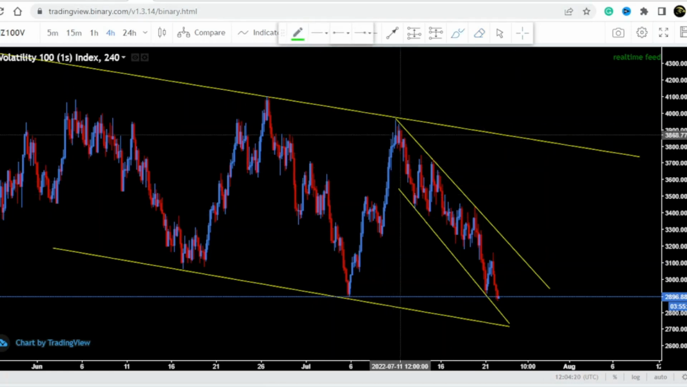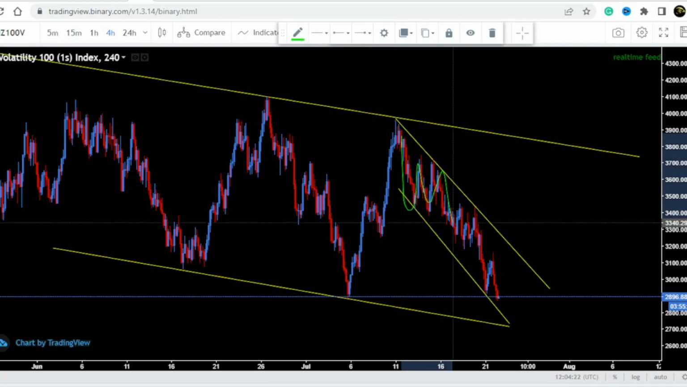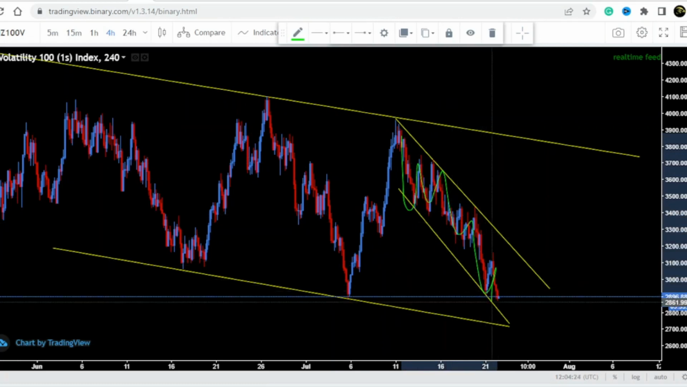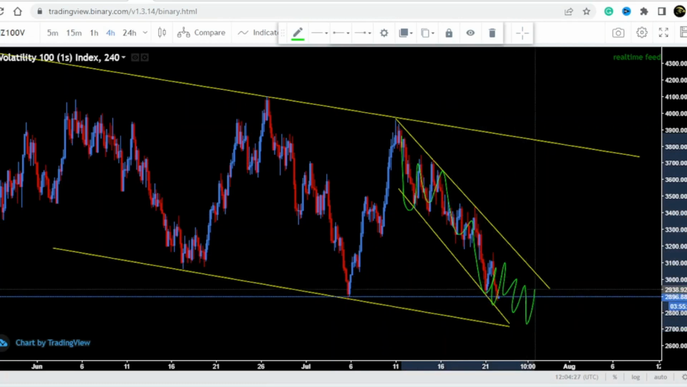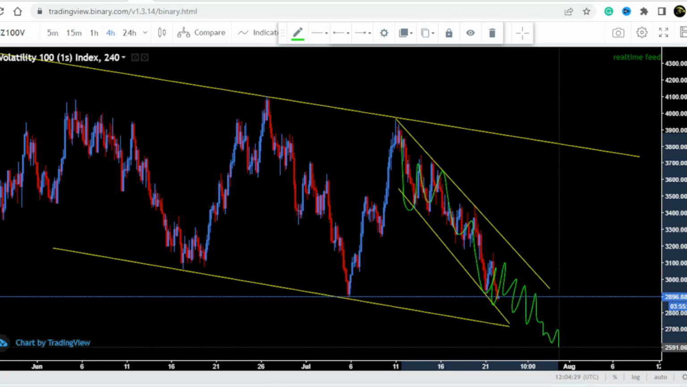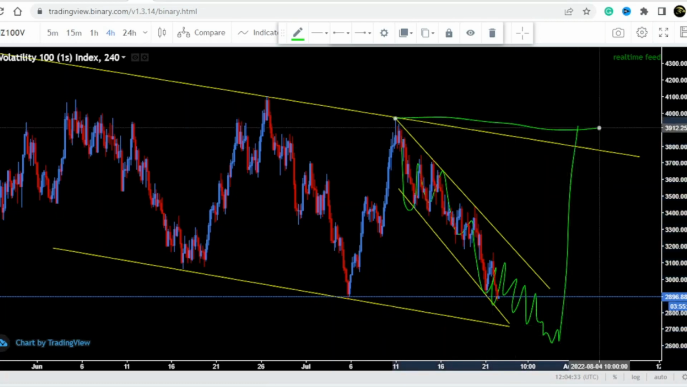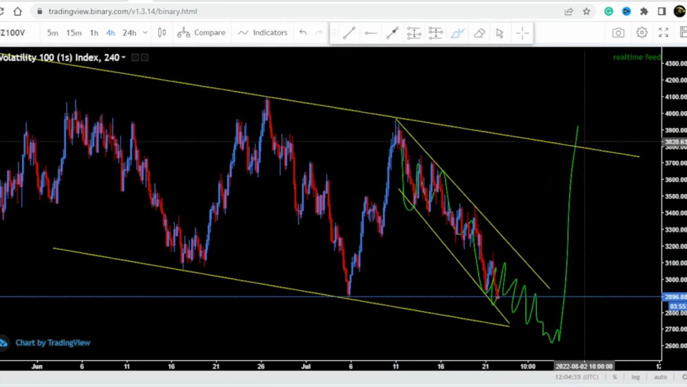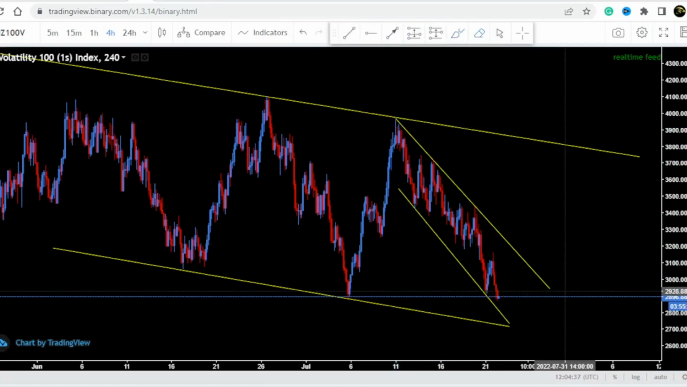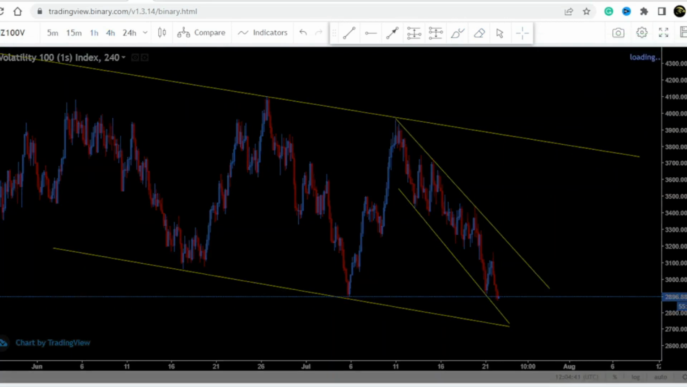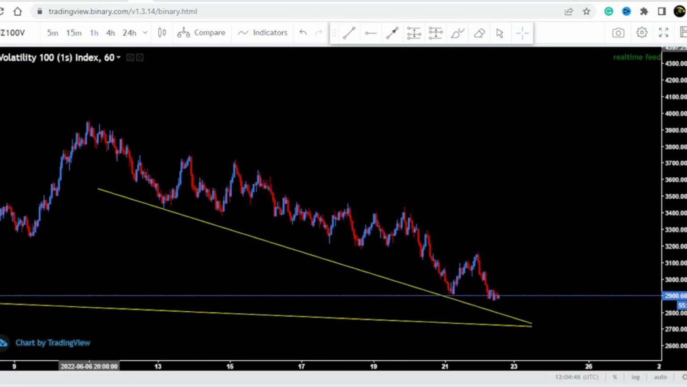Okay, it's really been just consolidating to the downside like that. So there's a possibility that it just continues consolidating there before we see a push to the upside, and of course this will be our target. So as of now, let's save this. Let's go further down and see if maybe we can get some signals and some entries here.